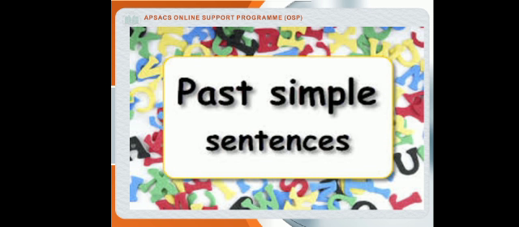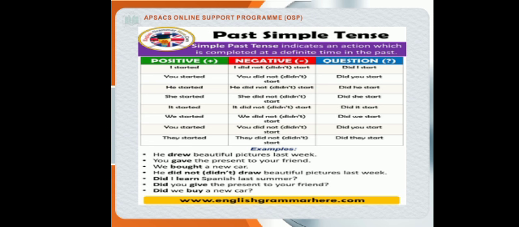Simple past tense sentences. Here are the examples given here, how to make a positive, negative and question sentence. You will just go through it and then you will find the difference. How can we make a positive or affirmative sentence, negative and questions?